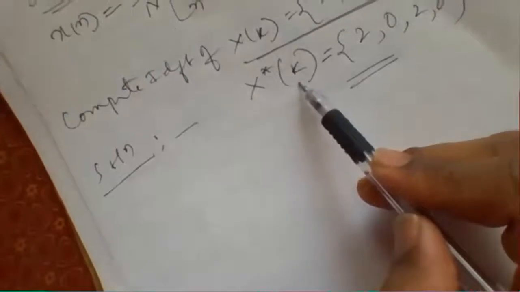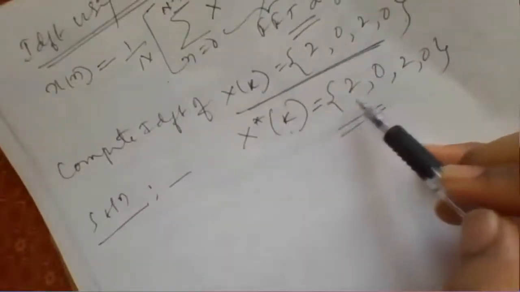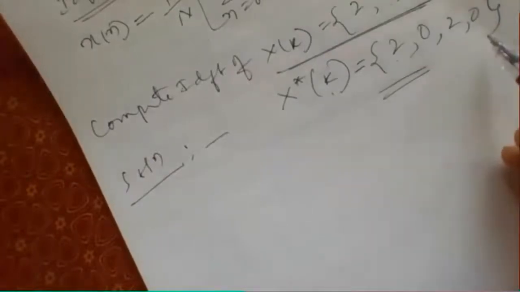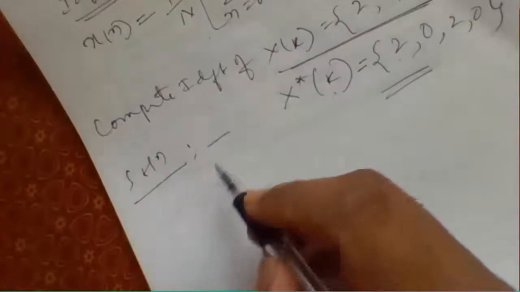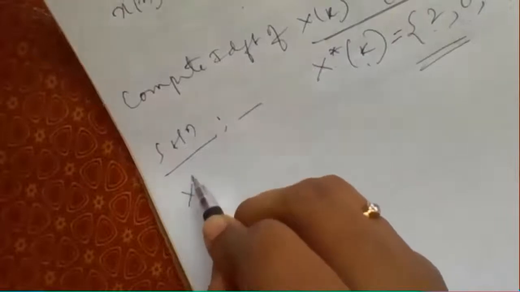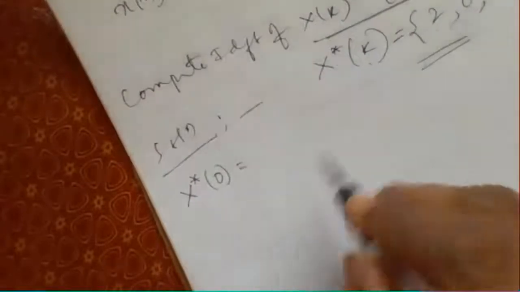The procedure says that first you need to compute X star of k. As it is a real sequence, X star of k is also the same, 2020. Now, to perform the DFT computation using DIT, what is the first step? The first step is always rearranging the bits. You have to write in the bit reversed order. Now it is an N equal to 4 sample sequence, so we write in bit reversed order. First, X star of 0.